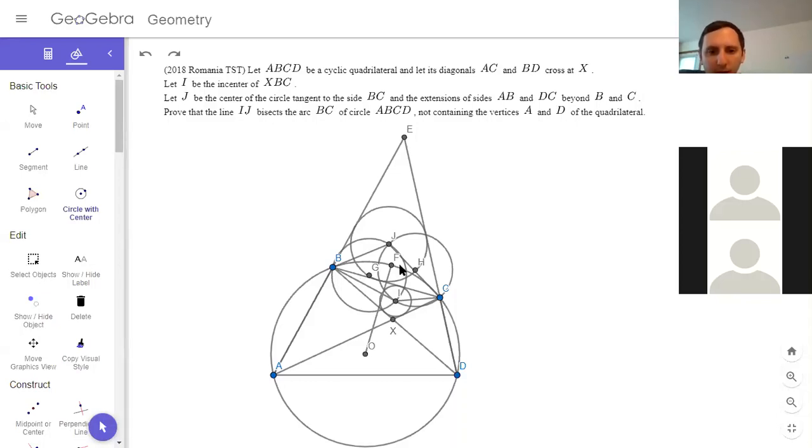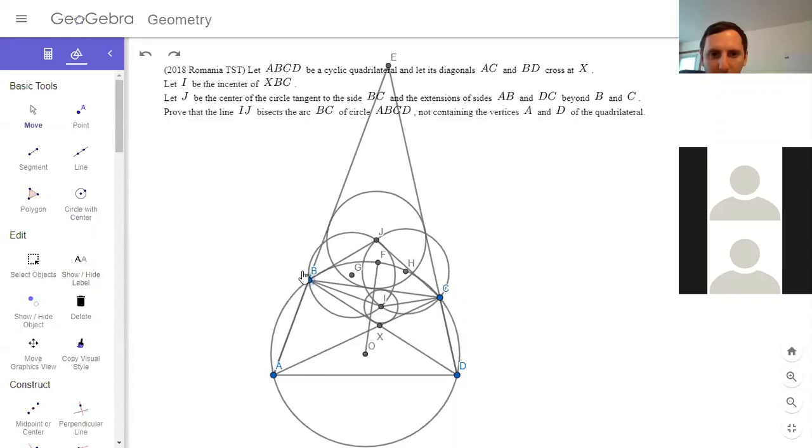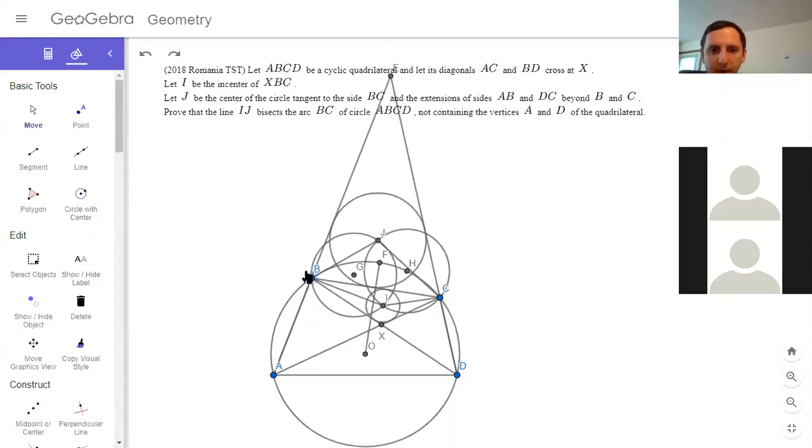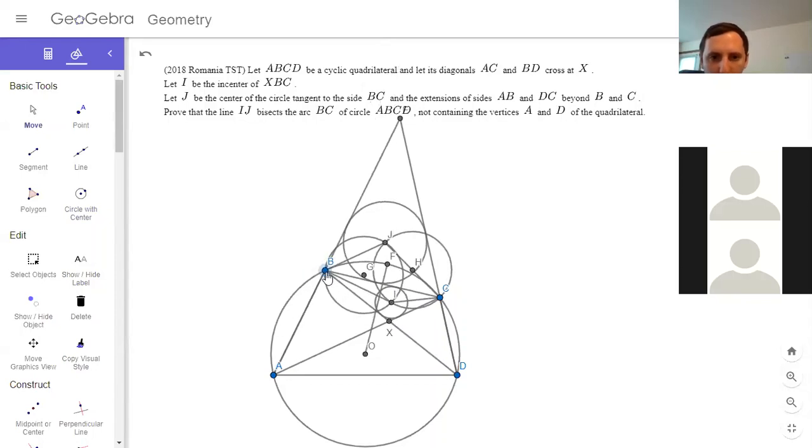I wonder if triangle FHC is congruent to triangle FGB. I think that is true. Let's see. I wonder if I could make this... So I'm just going to let E be way up there. But I think FGB is congruent to FHC. Let's check that out.